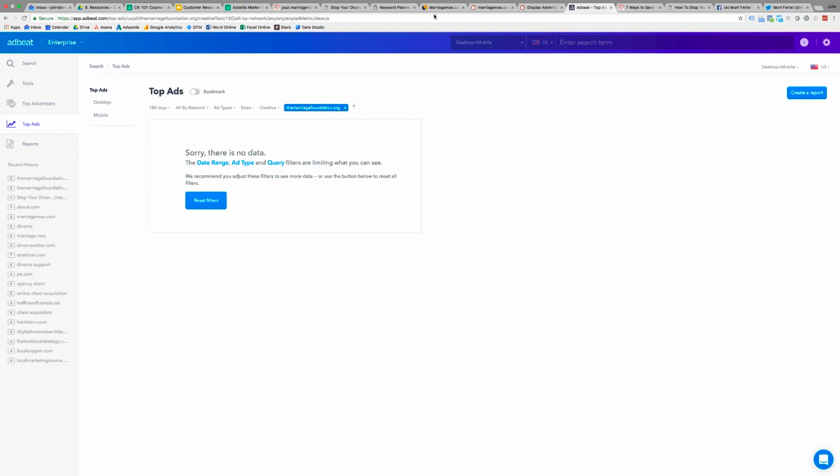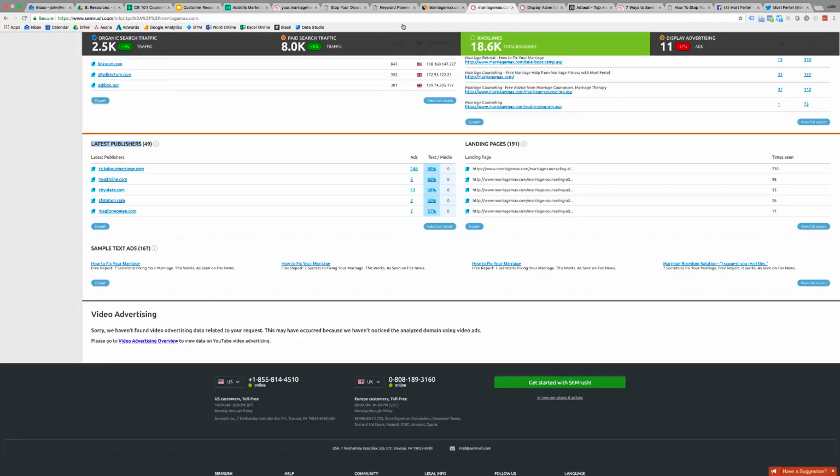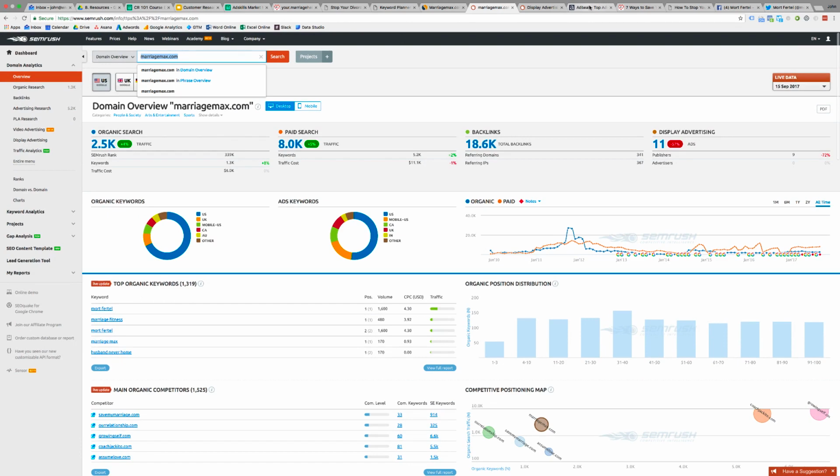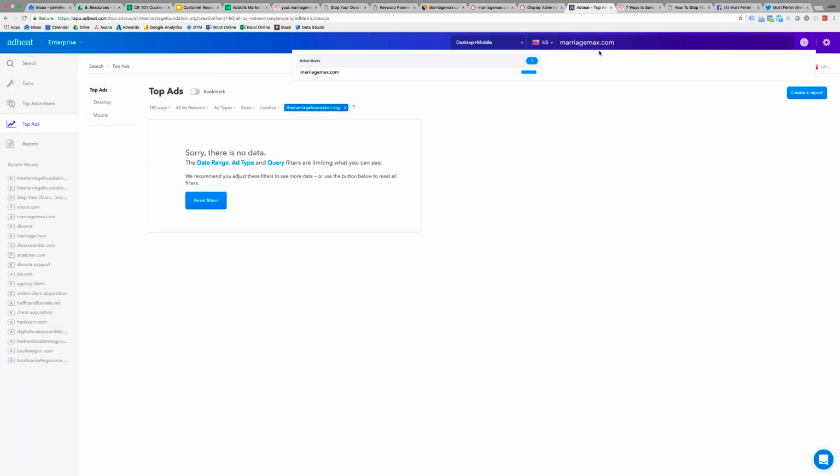Now we're going to head over to AdBeat. We're going to run the exact same thing. So I want to look at marriagemax.com in AdBeat.